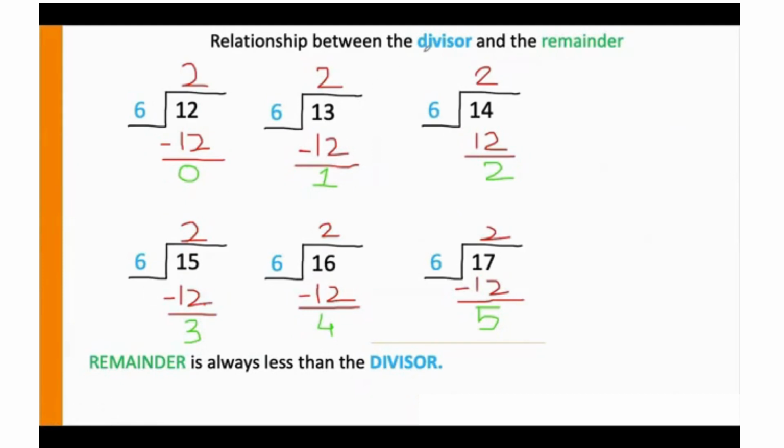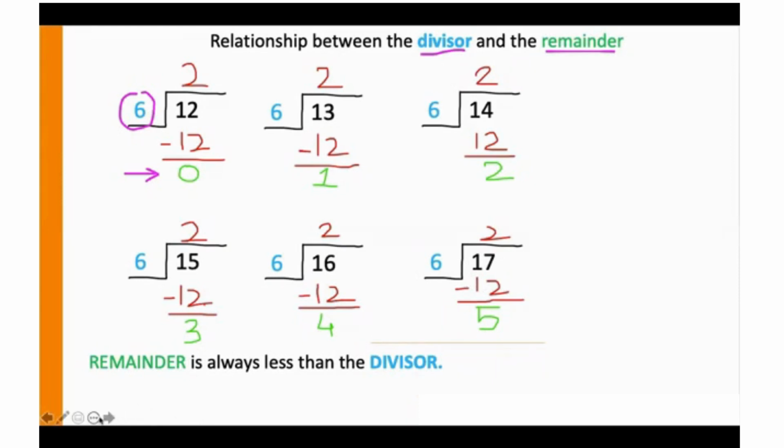Now let's see the relationship between the divisor and the remainder. And it says the remainder is always less than the divisor. Okay, so let's see, this is the divisor and this is the remainder that we are talking about. Now here I am dividing 12, 13, 14, 15, 16, 17 with 6. All of them are divided by 6. And you get different remainders. Because 12 is a multiple of 6, you get a remainder of 0. 13, 14, 15, 16, 17 are not multiples of 6.